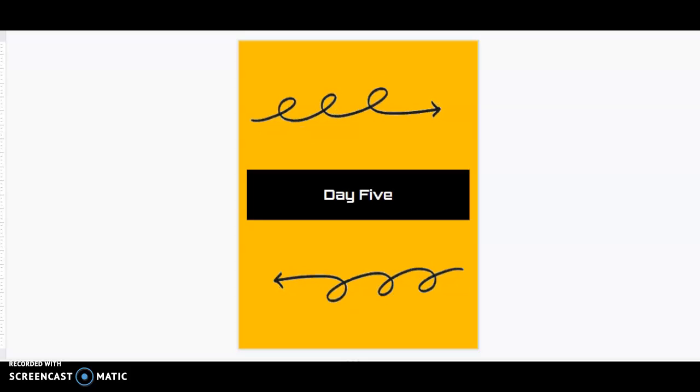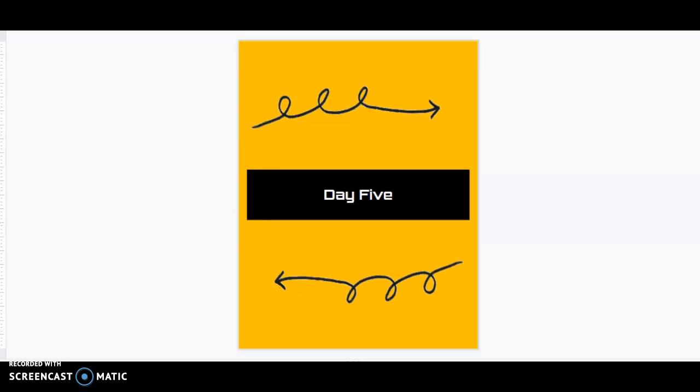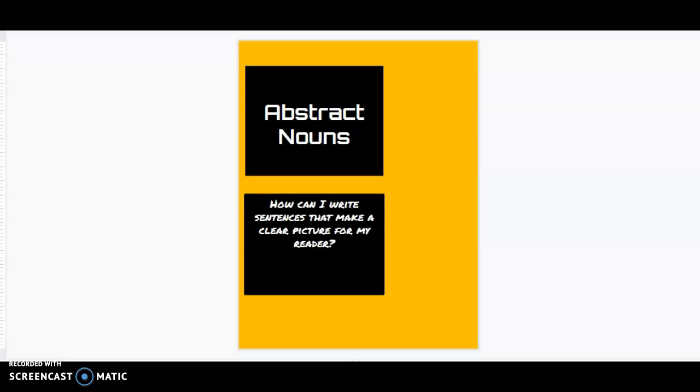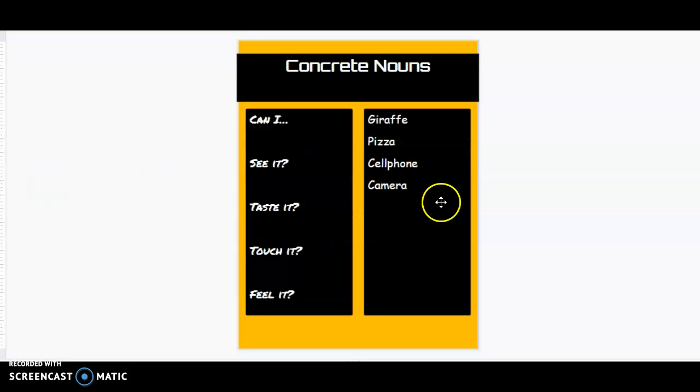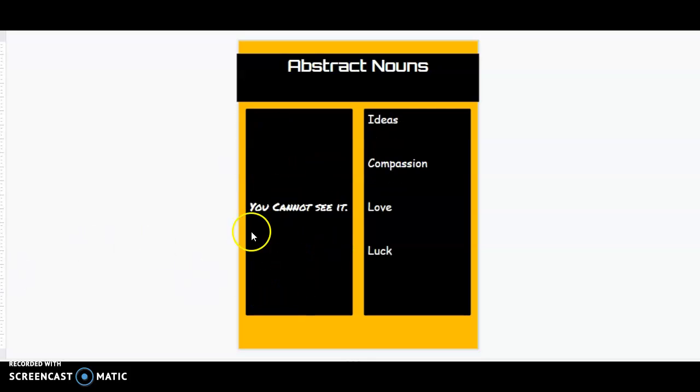We have been learning about different kinds of nouns called abstract nouns. Today, we are going to be reviewing them and looking at them again. Now, there are two kinds of nouns. There are concrete nouns, things that you can see, taste, touch, and feel, and abstract nouns, ones that you cannot see, touch, taste, and feel.